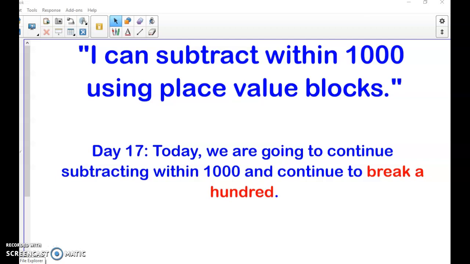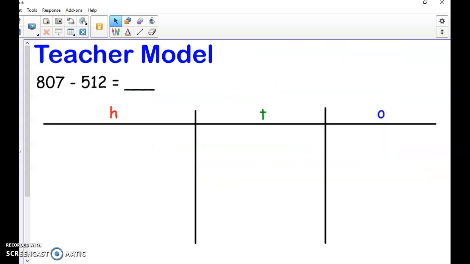Hello class, today we are going to continue subtracting within 1,000 and continue to break 100, just like we did yesterday. Let's get started with our teacher model.